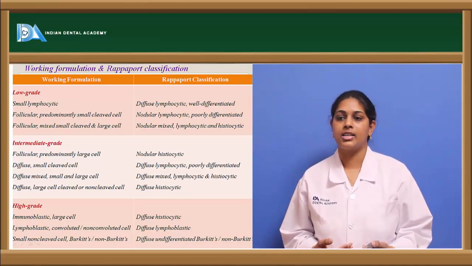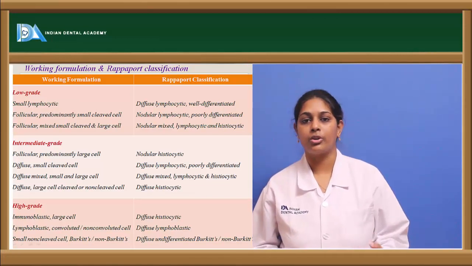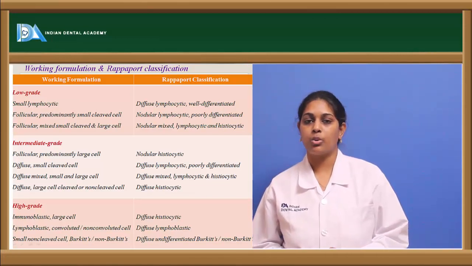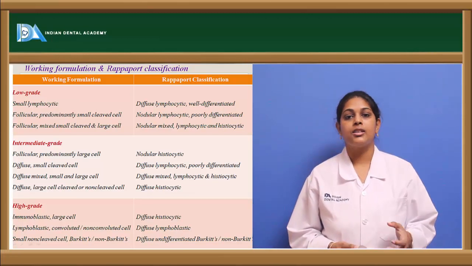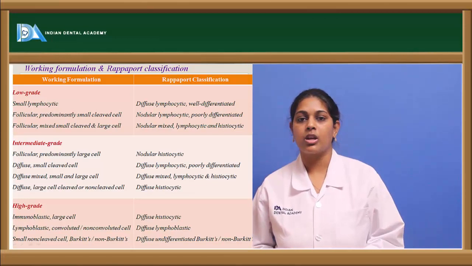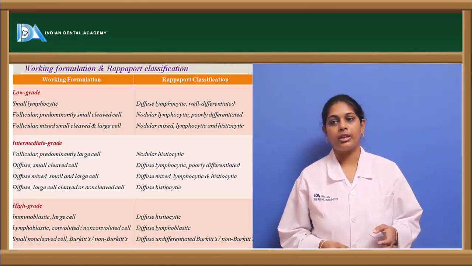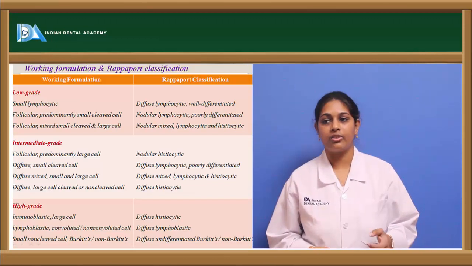Coming to the high grade type of the working formulation, we see there are 3 variants. The first is lymphoblastic, showing a large cell, which can be convoluted or non-convoluted type. Then the immunoblastic, which shows a large cell. Then comes the small non-cleaved cell type, which could be Burkitt's or otherwise non-Burkitt's lymphoma.